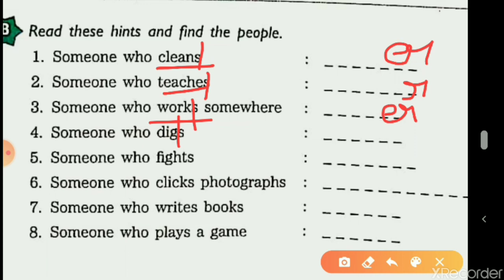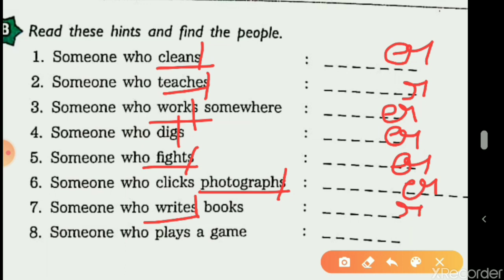Someone who digs is a digger, but then a little bit of change in spelling. Spelling of digger is DIGGER. Then someone who fights, fighter. Add ER at the end. Someone who clicks photographs is a photographer. Someone who writes book is a writer. Someone who plays a game is a player.